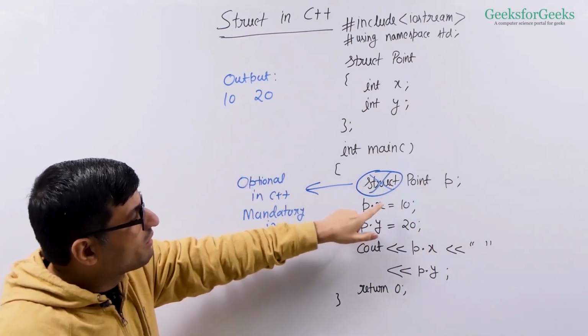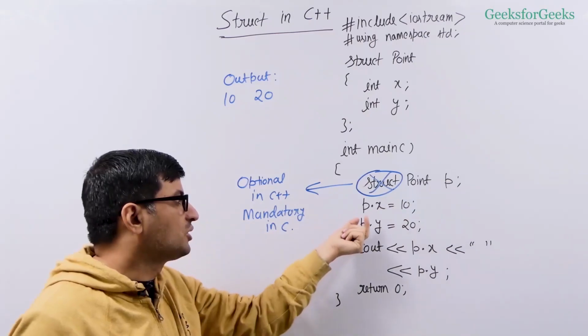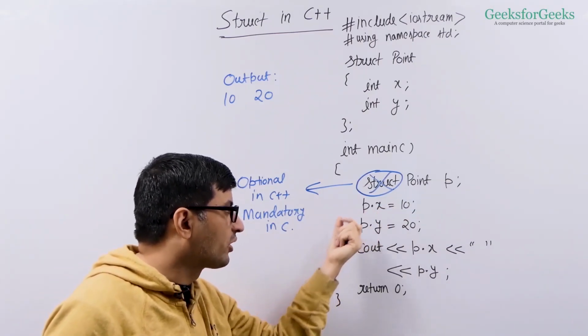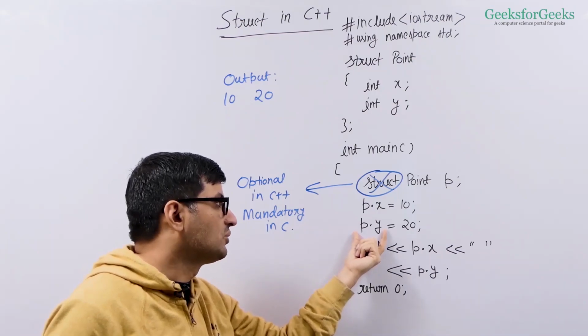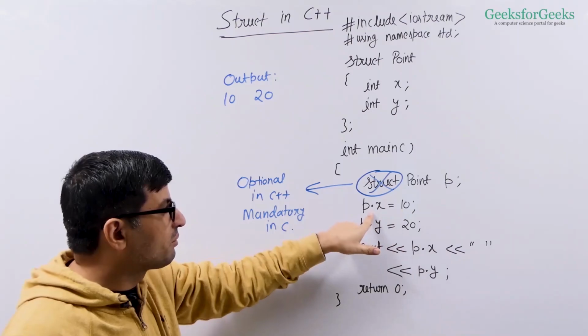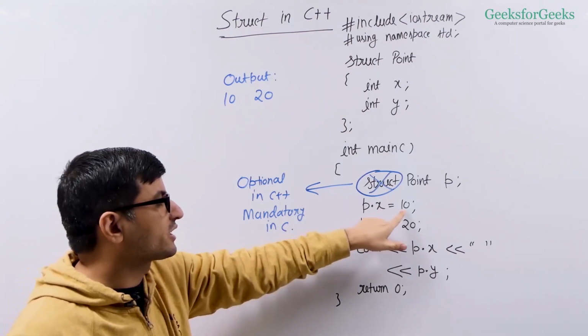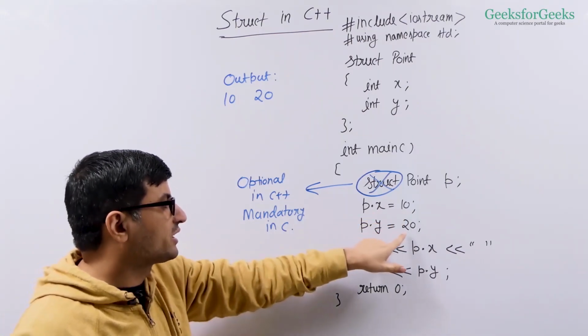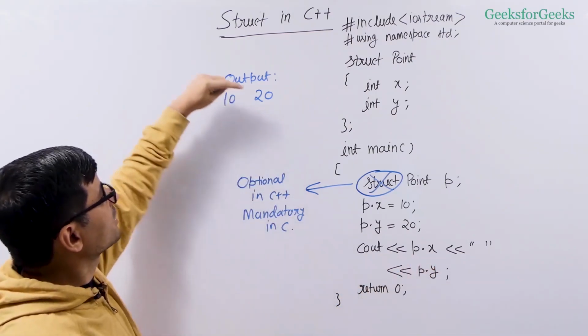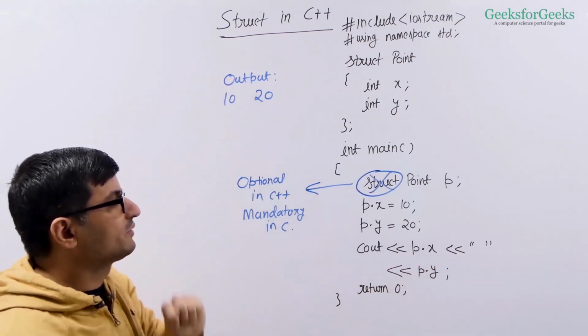We access members of a structure using the dot operator. We get the member x using p.x. We get the member y using p.y. Here I have assigned values to these members. p.x is assigned 10, p.y is assigned 20. And here we are printing these members. So the output of this program is 10, 20.